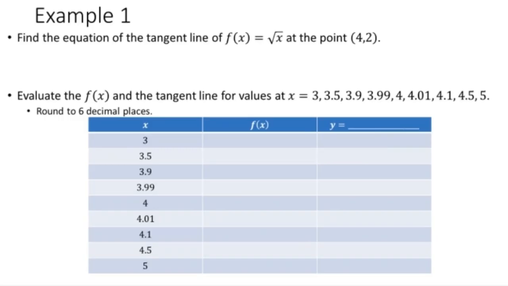Since we're trying to find the equation of a tangent line, the first thing we need to do is find the derivative of our function. Treating our square root of x as x to the 1/2, applying the power rule, we get that f prime is 1/2 x to the negative 1/2.